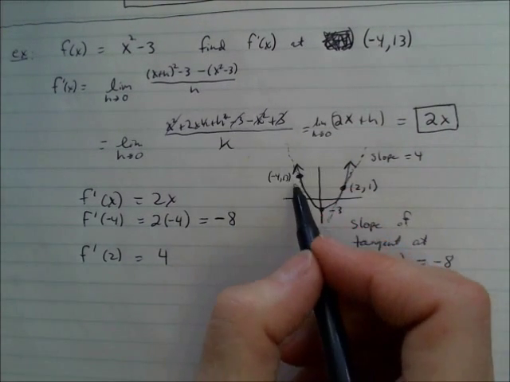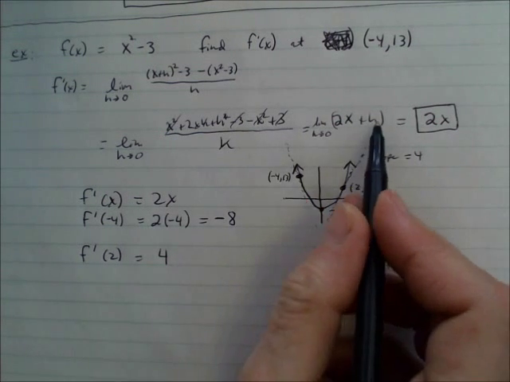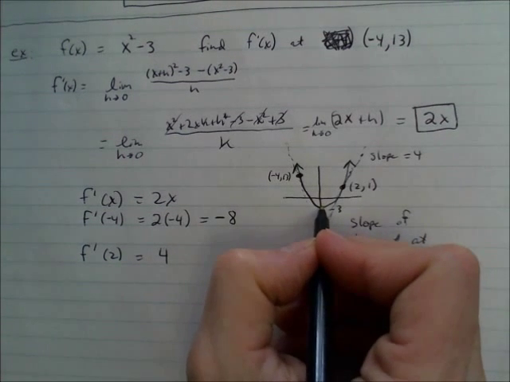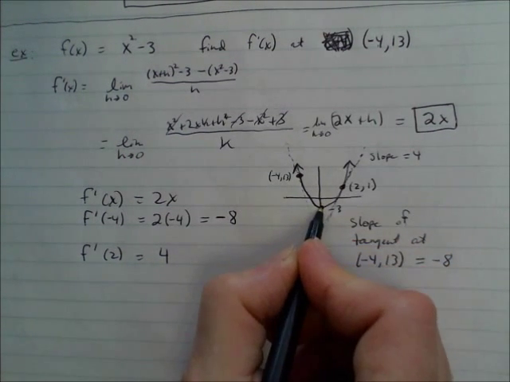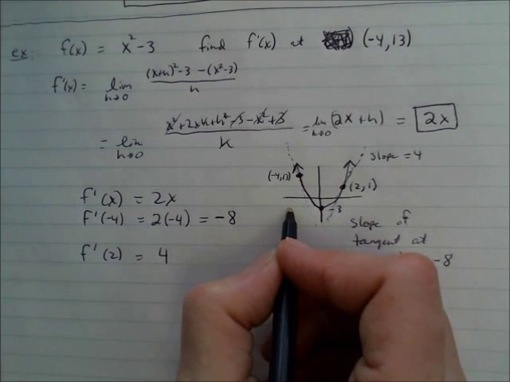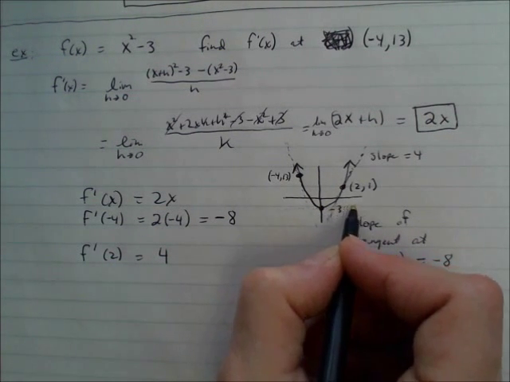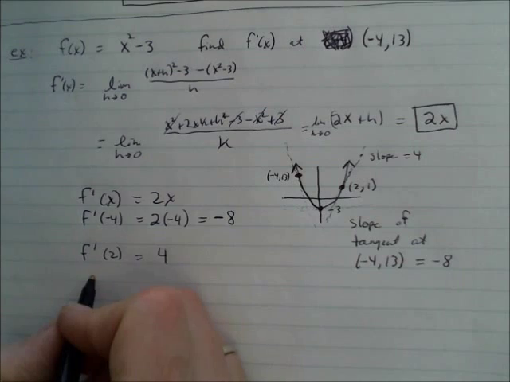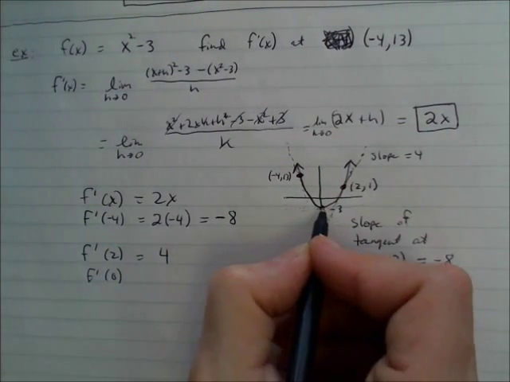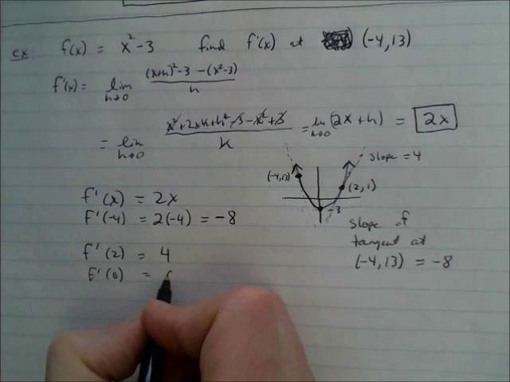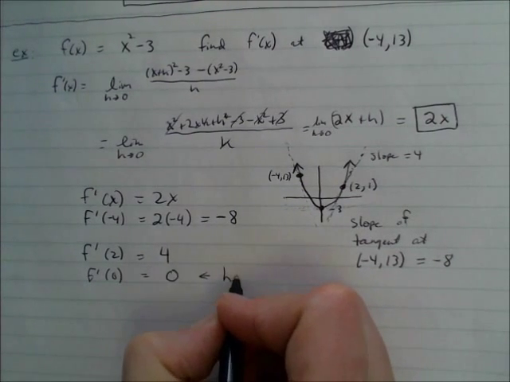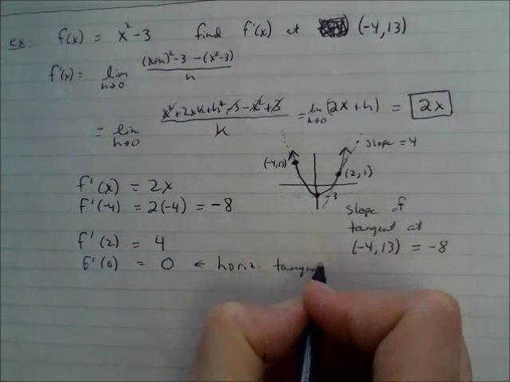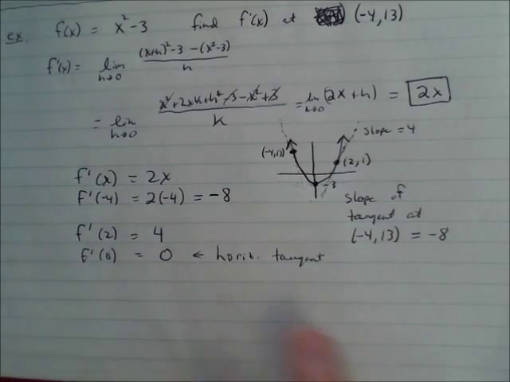So no matter where you are on this parabola, all you have to do is substitute x equals whatever the x value is. Like if we pick this point down here, this point is (0, -3). And at the bottom of a parabola, the tangent is horizontal. So at point (0, -3), if you want to do f prime of 0, when x equals 0, 2 times 0 is 0. So that is a horizontal tangent to this curve with the slope equal to 0.